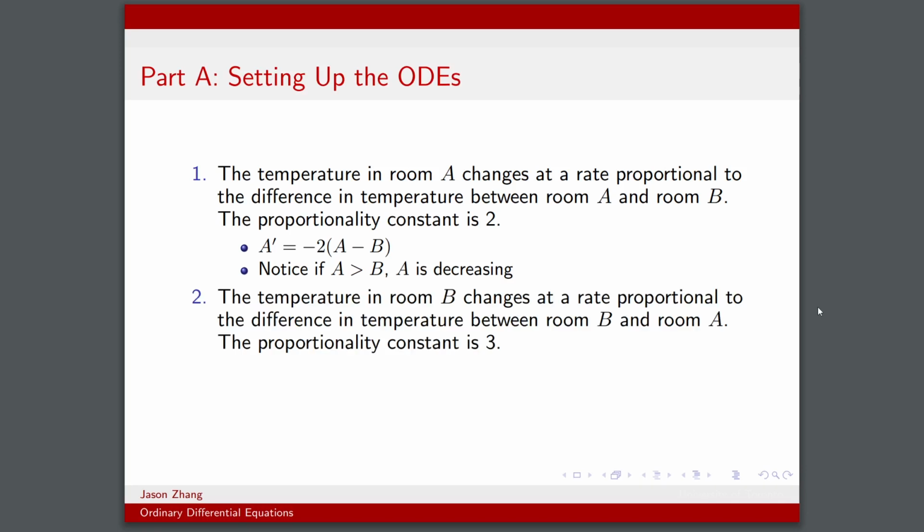We can apply the same logic to get an equation for B prime, but this time we'll note that we need to flip the position of A and B, so that B prime is equal to minus 3 times (B minus A). This is because if B is greater than A, then B will be decreasing. B is decreasing when B prime is negative, and if B is greater than A in this equation, then B prime should be negative and B should be decreasing.